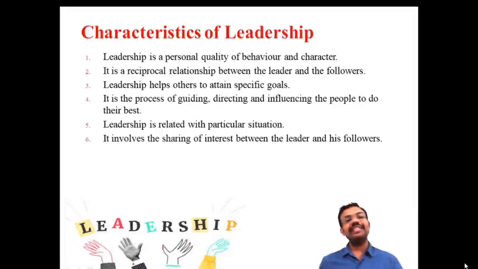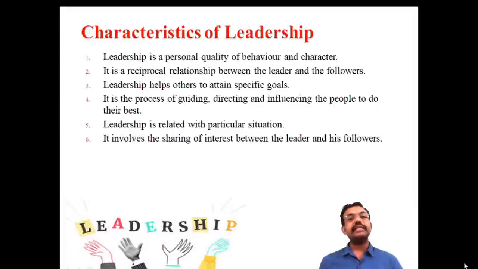Leadership always tries to share interest between the leaders and followers, because there is a good and healthy relationship. They are always sharing their interest between the leaders and the followers. These are the important characteristics of leadership.